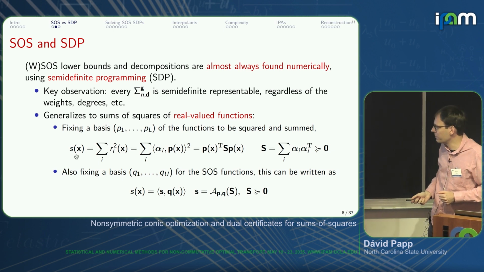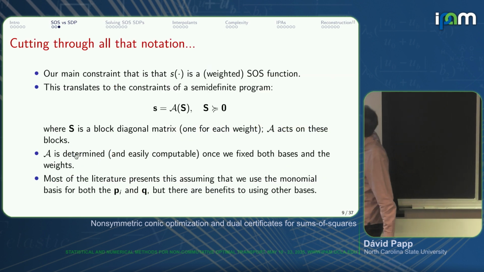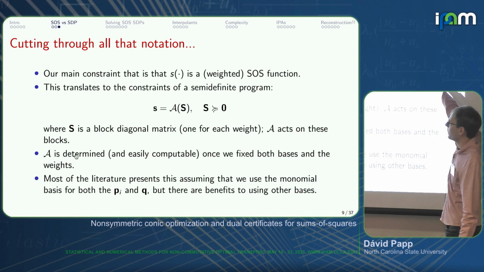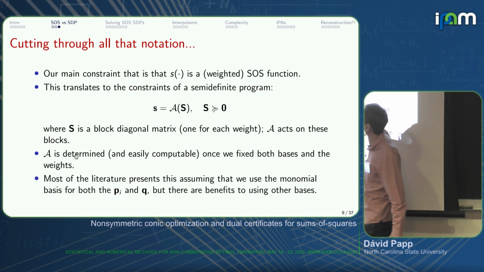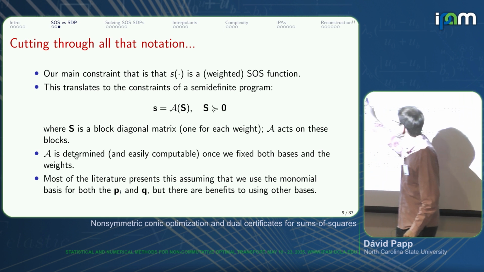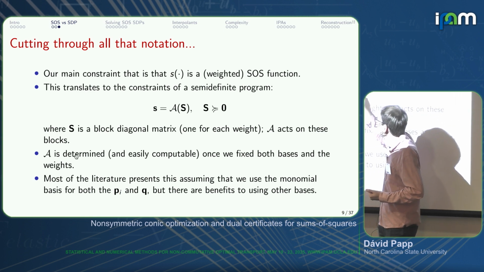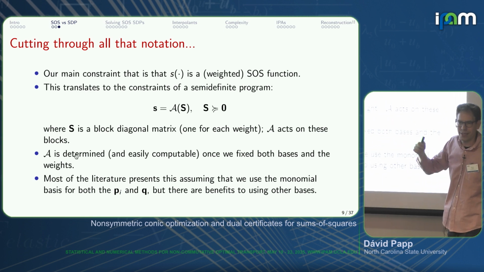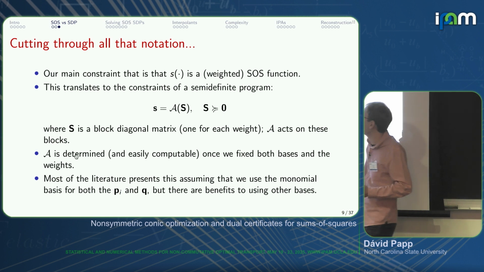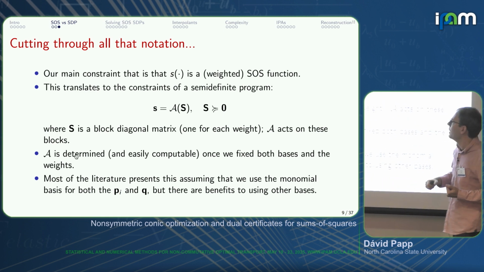Again, this is a lot of notation, but the gist really is that the main constraint, which is that s is some SOS function or a weighted SOS function, just translates to a set of linear equations and a linear matrix inequality, right? From an optimization perspective, we have to introduce an auxiliary variable, an extra decision variable, this positive semi-definite matrix S, and then we have a bunch of linear constraints.